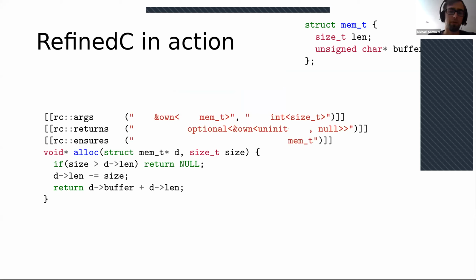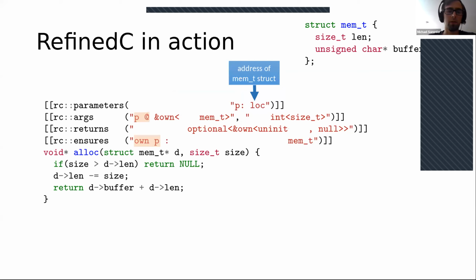But we also need to give back the ownership of this memT structure. So we need to add an ensures clause, and we need to link this ensures clause to the argument, which we can do with a ghost parameter p here. We say this argument is the own pointer that points to the memory location p, and then in the ensures clause, in the postcondition, we give back ownership of the memT structure at this t. So this is the ownership verification.